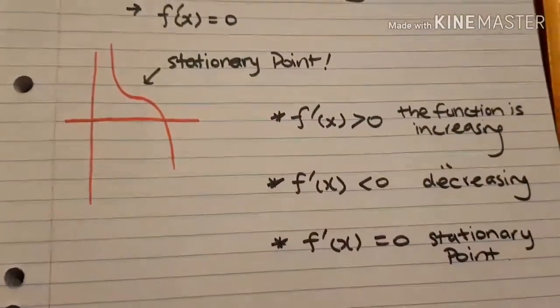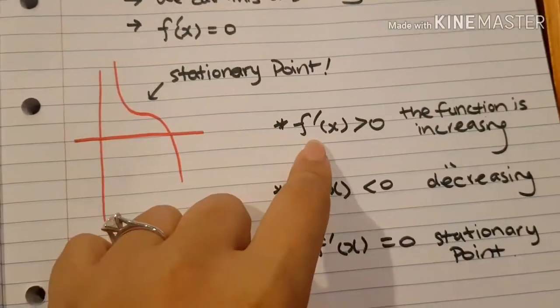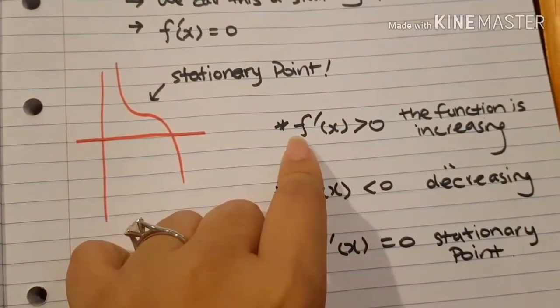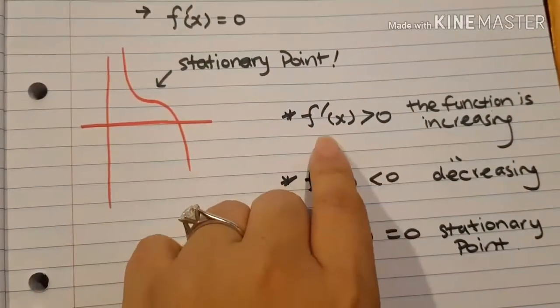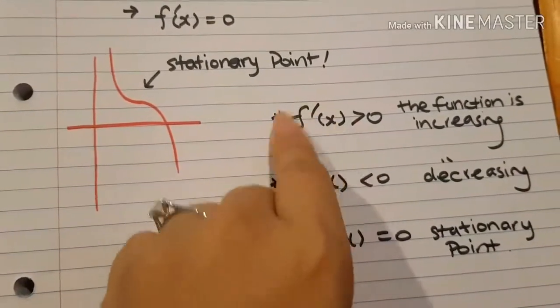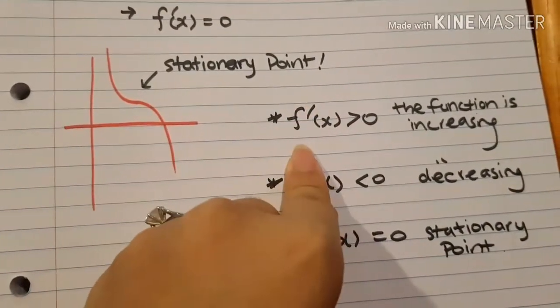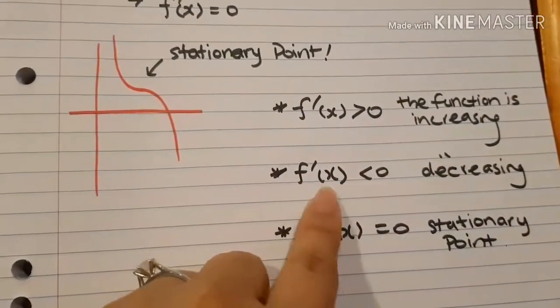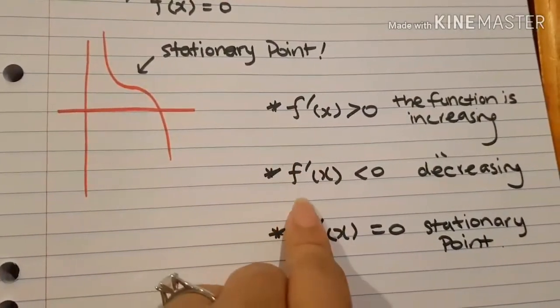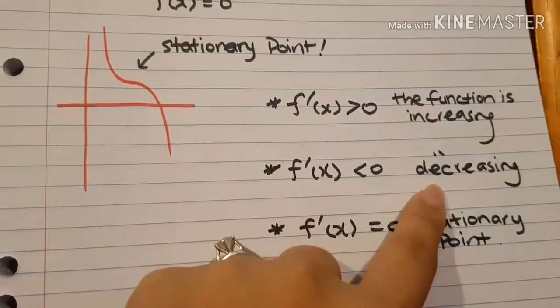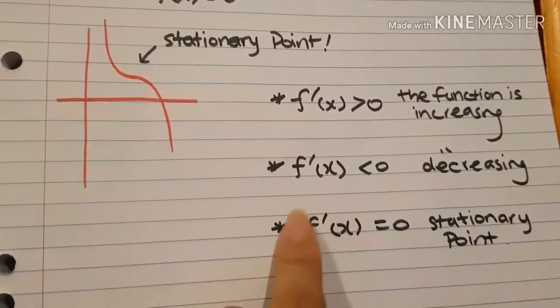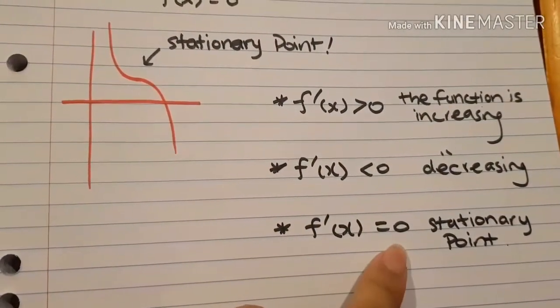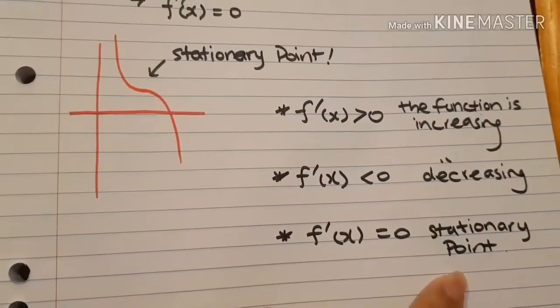So there you go, we can sum up like this. If the differentiated function is greater than 0, then it's a positive number, the gradient is positive, so the function is increasing. If it's less than 0, obviously it's negative, then it's going down, decreasing. And if the differentiated function is equal to 0, these are the stationary points.